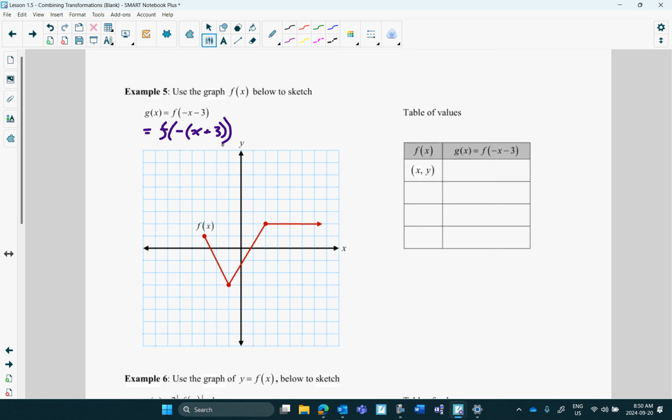When I look at this, everything's happening inside, right? So nothing's happening outside, which means nothing vertical is happening, which means nothing is happening to the y's. So I can do that right away. But two things are happening to the x's. They're getting flipped, which means we do what in mapping notation? Put a negative. And they're getting moved 3 to the left. Minus 3, not plus 3, minus 3, because it's going to the left.